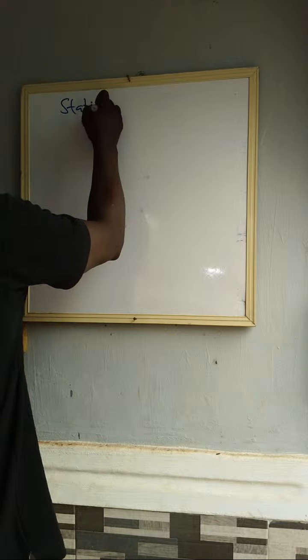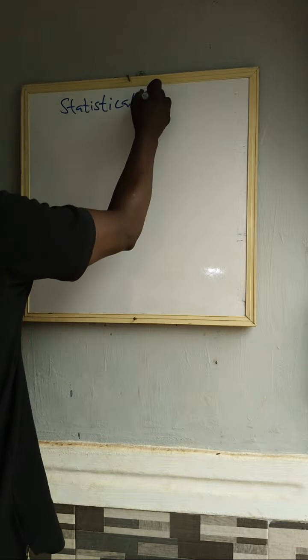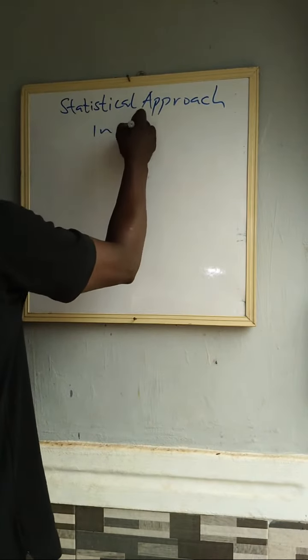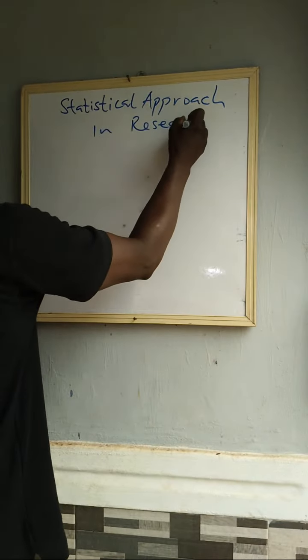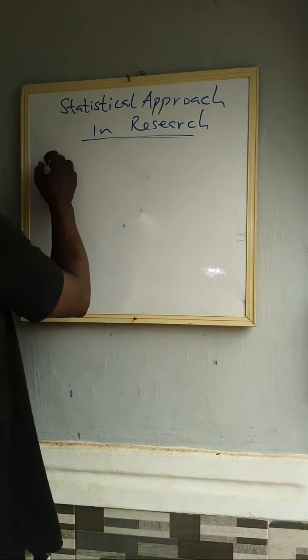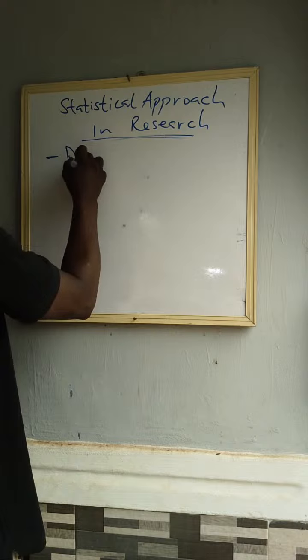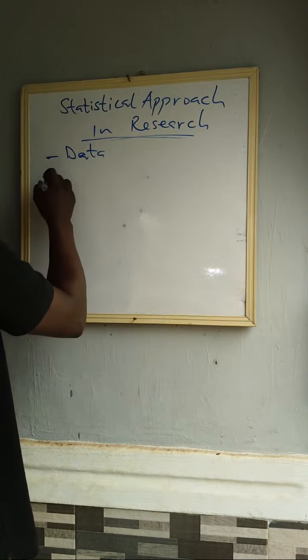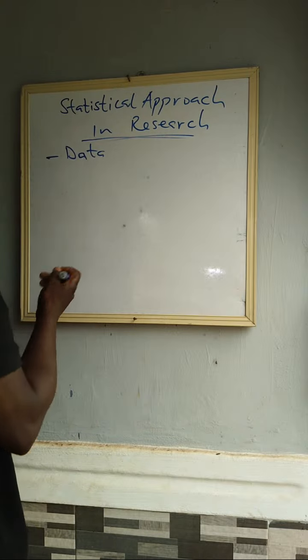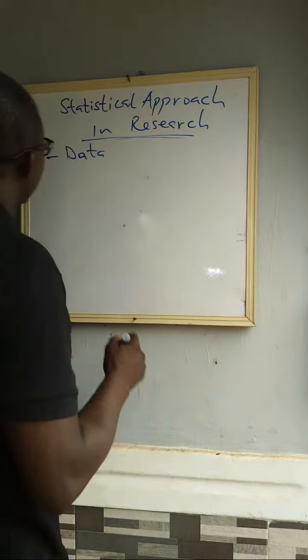Randomized sampling. So once again, the title for discussion is Statistical Approach in Research. We are talking about data. We need to gather data many times, and then we need to describe the data or analyze the data to make some inference. All right?